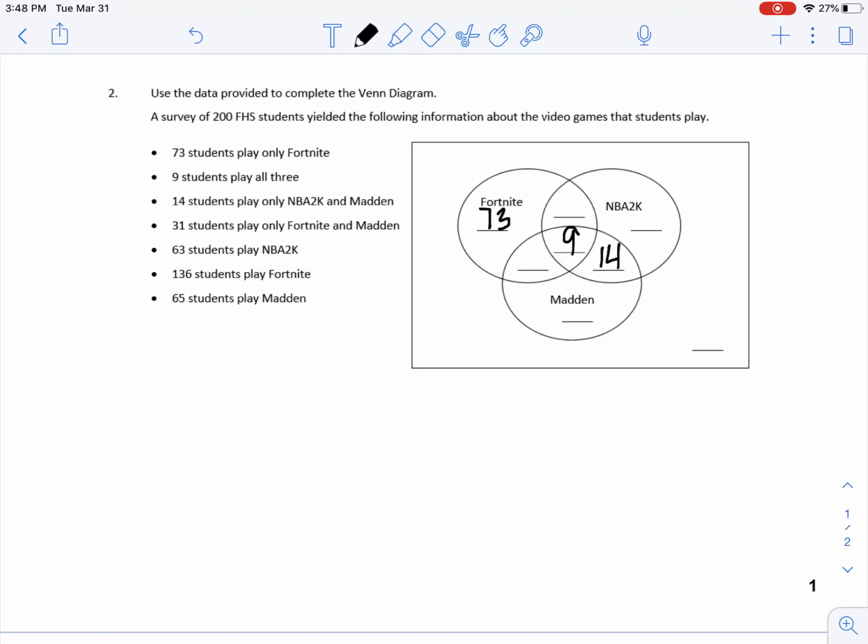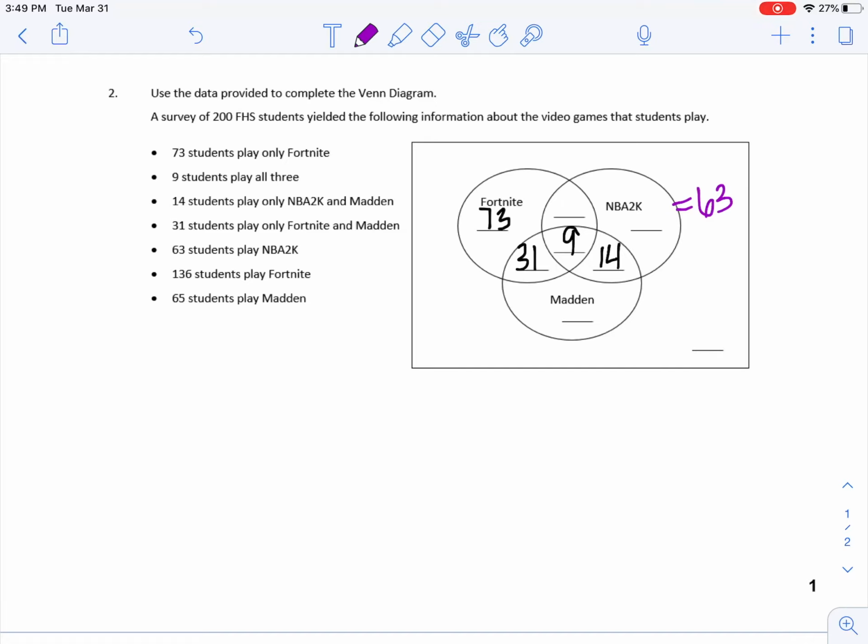Next, we have 31 students play only Fortnite and Madden. So that would be our overlap over here. So we're just overlapping between those 2 circles, not including the NBA 2K. Then we have 63 students who play NBA 2K. So I'm going to go ahead and put that at the edge of that circle because that's talking about what that entire circle will add up to.